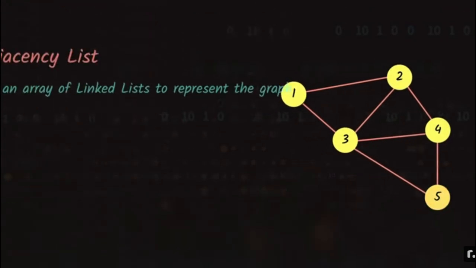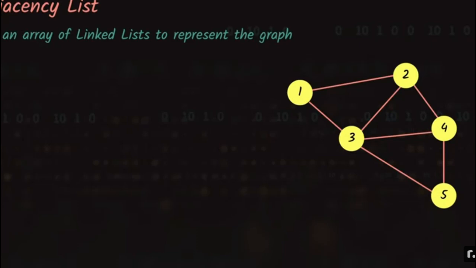Alright, so next we have the adjacency list, where we use an array of linked lists to represent the graph. So if we look at the same graph here, we'll have a one-dimensional array of nodes, where each value of the array will hold the pointer to a linked list, which will be a list of all the nodes to which the current node has an edge with. Let's fill up this array to understand what we mean.